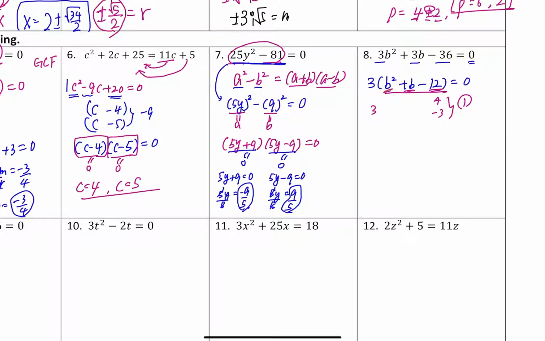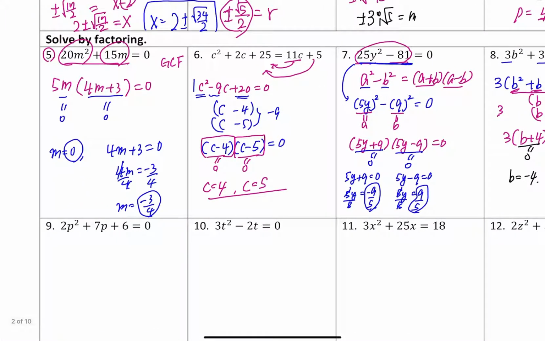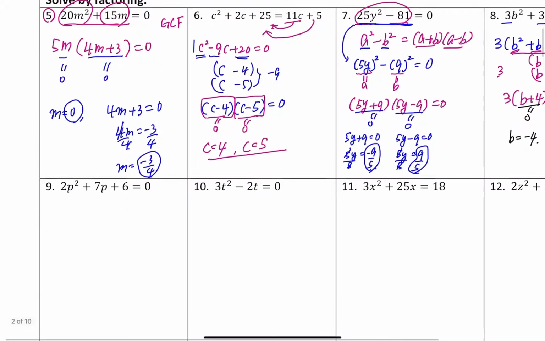There are two b's, right? So one b, the other b. This is positive 4, this is negative 3. That's right factoring. You keep 3 in the front. So 3 times (b plus 4) times (b minus 3) equals 0. And then use zero property, right? So b equals negative 4 and b equals 3. All right. Let's try another one by factoring number 9.